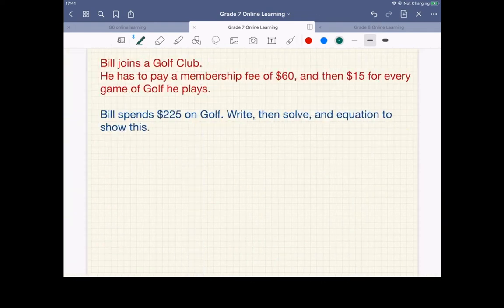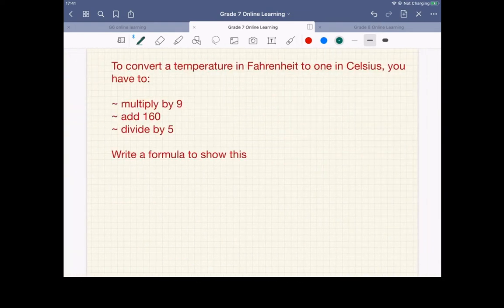Okay, let's look at another example. So this one gives you a series of steps. It says to convert a temperature in Fahrenheit to one in Celsius, you have to multiply by 9, add 160, and divide by 5. Write a formula to show this.